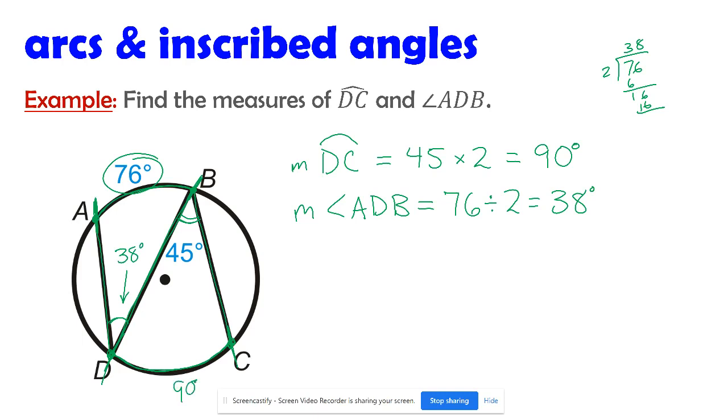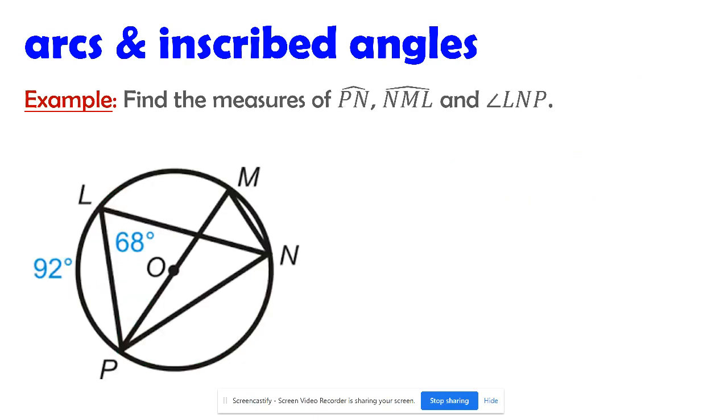So basically you're multiplying or dividing by 2 is the idea. But as always, these can get more complicated. So let's keep going here. Little bit more complex diagram here. And we've got 3 things we want to find. We want to find arc PN, arc NML, and angle LNP.